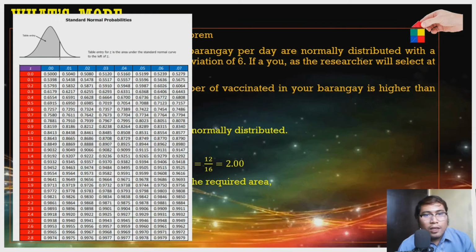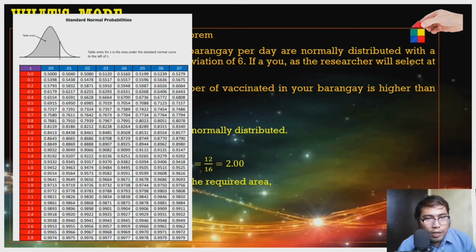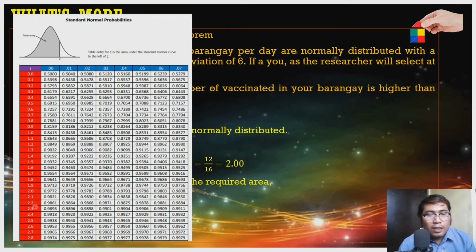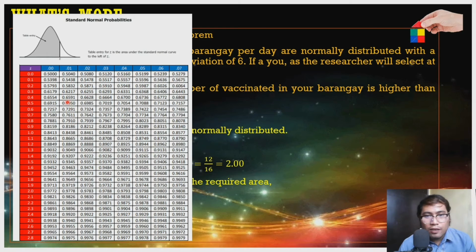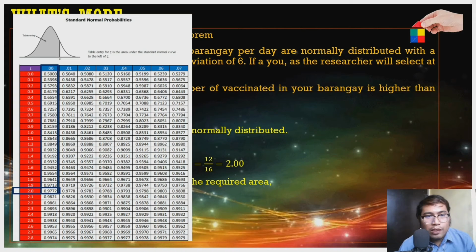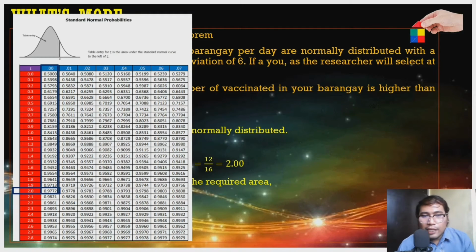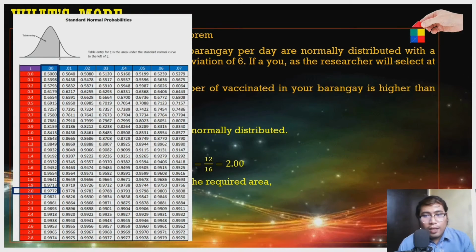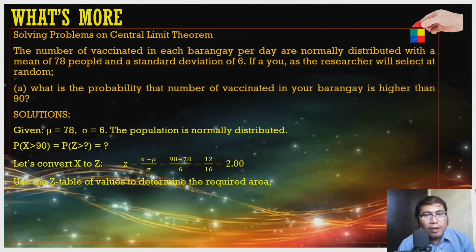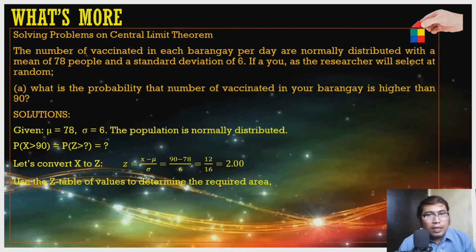With that, we are going to search for 2.0, and 2.0 is in here, while the second decimal place is 0. So we have 0.0, which is in here. So we can say that the area of 2.00 is 0.9772. With this, we are able to get the area and probability of the number higher than 90.